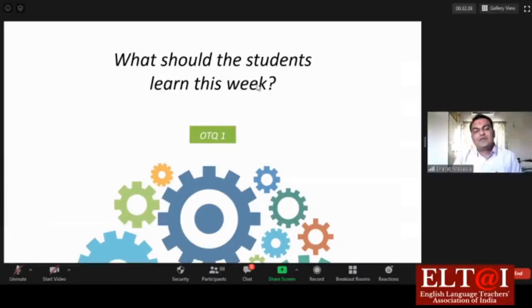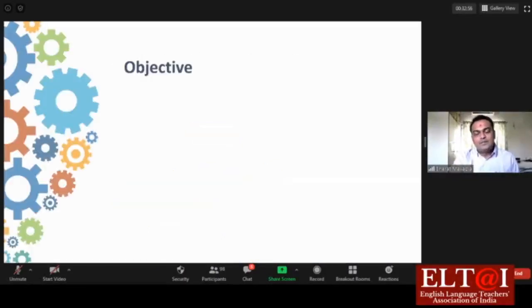The first question: what should the students learn this week? Ask this to yourself. Why is it important? Yes, because our learning plan always has to be aligned to the students. Once we start that way, it would be easy. It would be simpler to align our teaching with an objective.